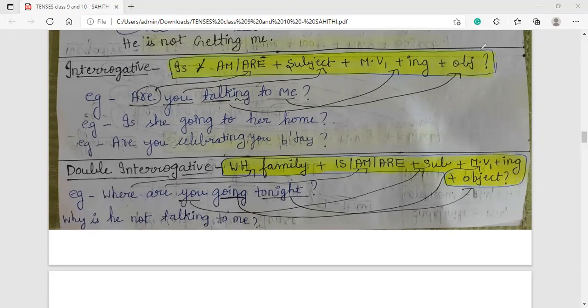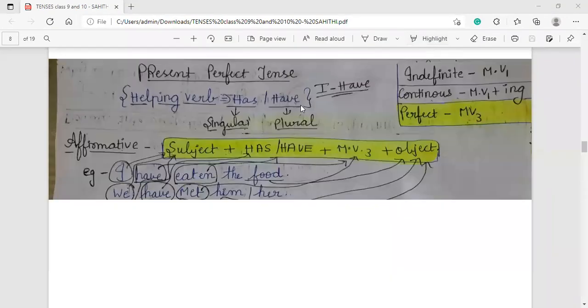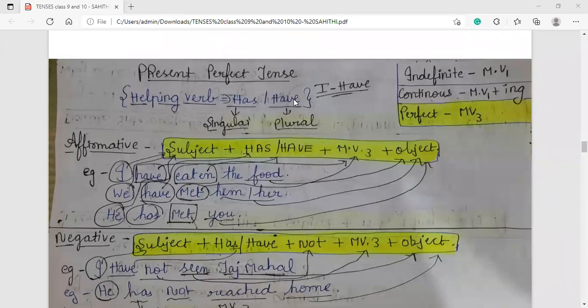Now next, moving on to the next thing, it is present perfect tense. तो present indefinite tense हो गया, present continuous tense भी हो गया. अभी हम लोग आते हैं हमारी present perfect tense के, तो थोड़ा मस्ती हो जाए.